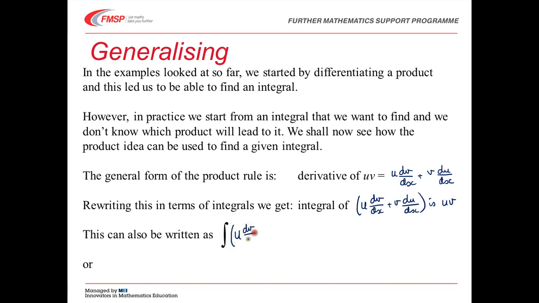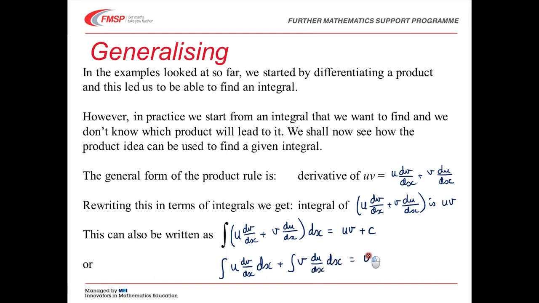the integral of u dv by dx plus v du by dx is uv, and because I'm doing this formally, I'm going to put the plus c in. And I can separate that out: integral of u dv by dx plus integral of v du by dx is uv plus constant.